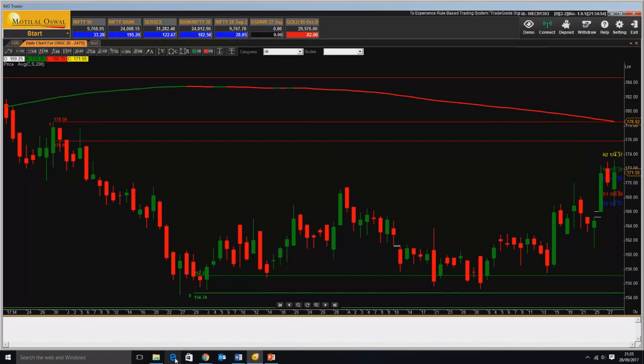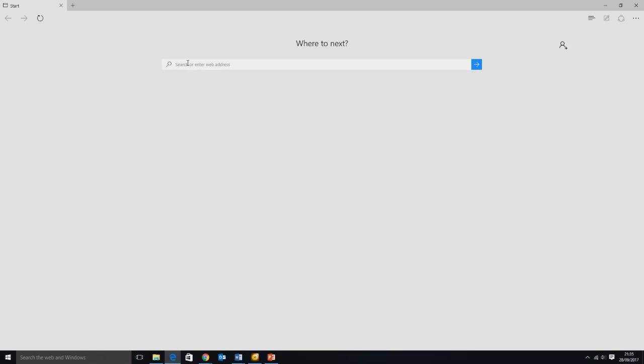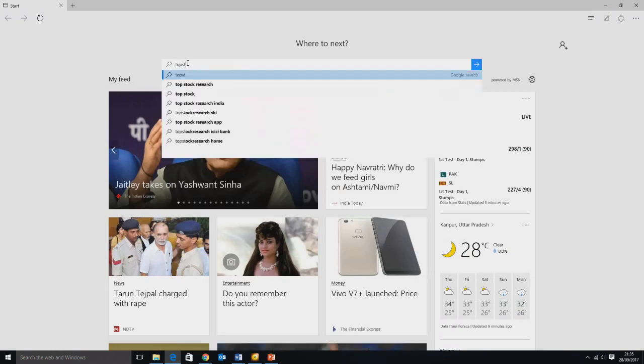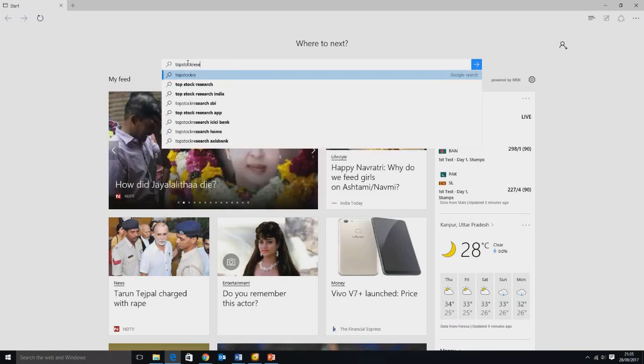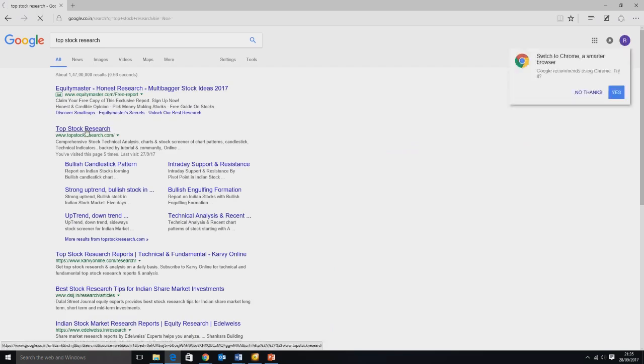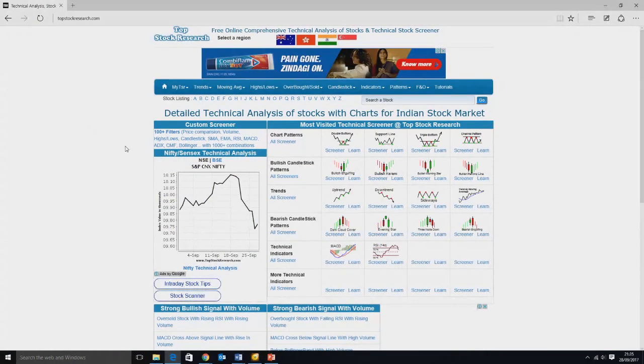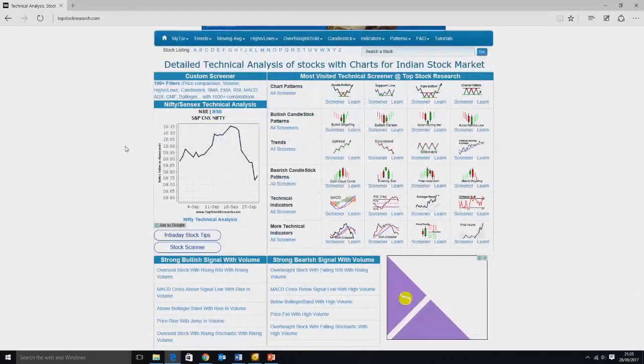Let me show you some of the important websites. There is one website which I have also described in the course. It's Top Stock Research. So this is a very good website, topstockresearch.com, where you have a detailed technical analysis of stocks in the Indian stock market.